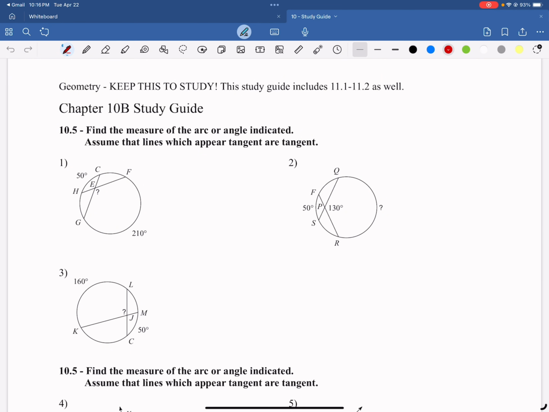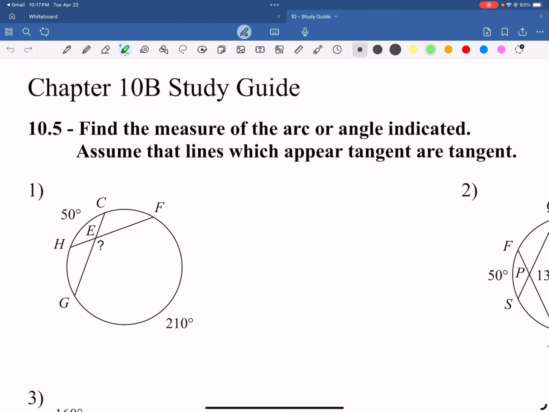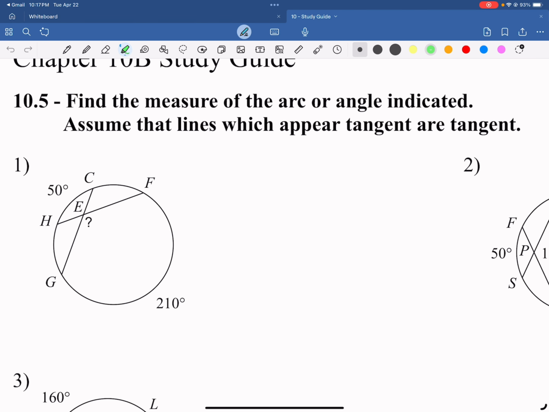Anyways, Chapter 10b, Study Guide. Let's get started. 10.5 is all about measuring the arcs or angles indicated. And so, in this case, notice that these two are given, and we want to find out what is this missing angle in the center. And remember, we like variables, so we're going to go with variables here.